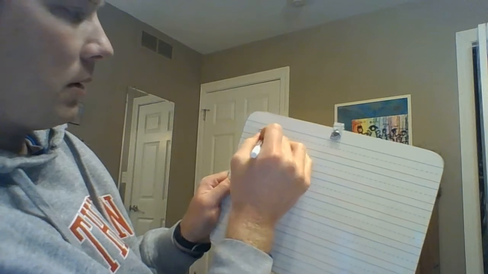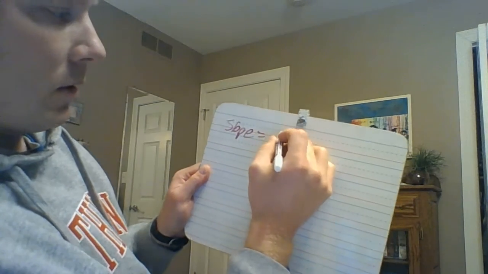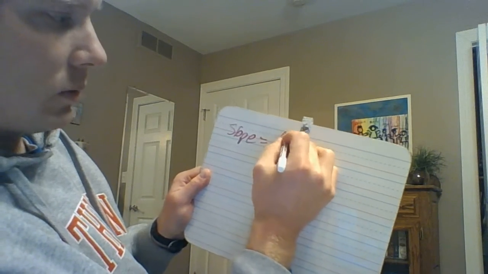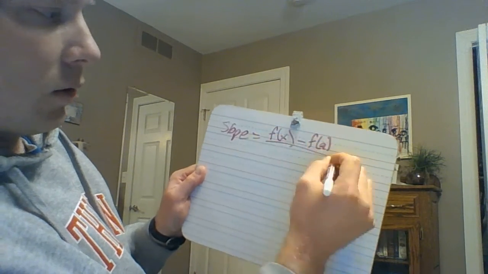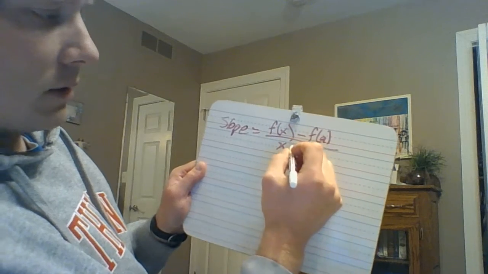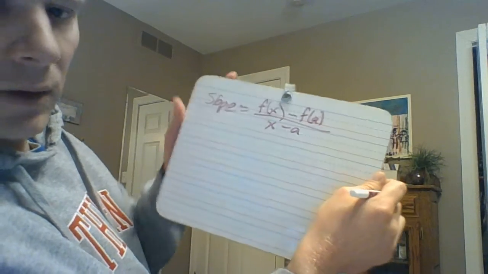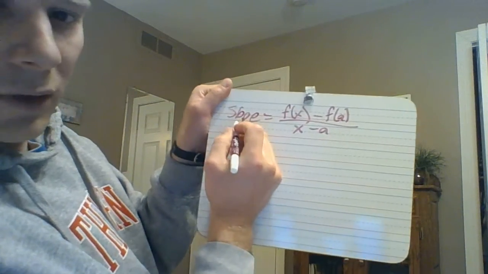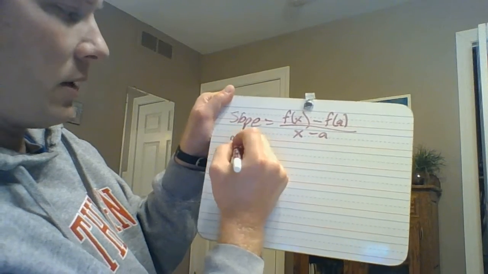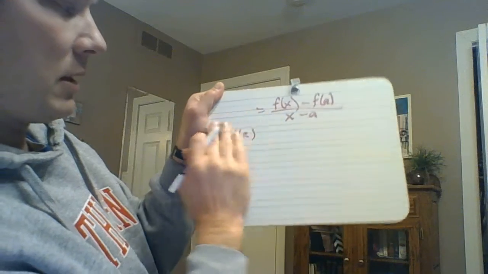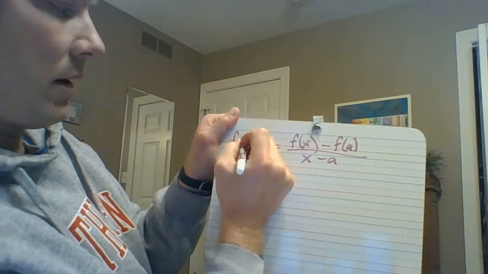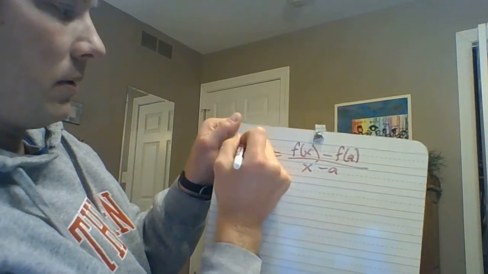Now think about this, and I'm running out of room. If you take these two and put them in our slope formula, we know it was y2, so f of x, minus y1, f of a, over x2 minus x1, right? But we already knew what the slope was there. That was our f prime of a. So I'm actually just going to take that out and put f prime of a right there. That's our slope.